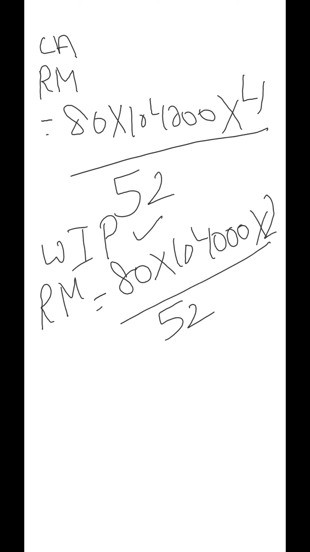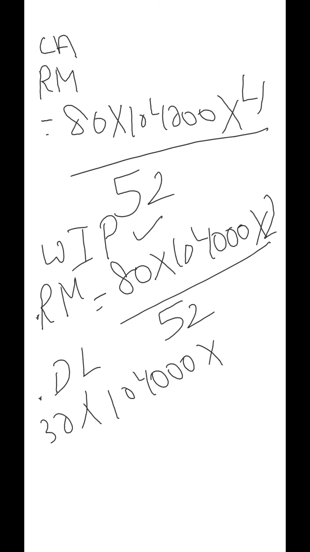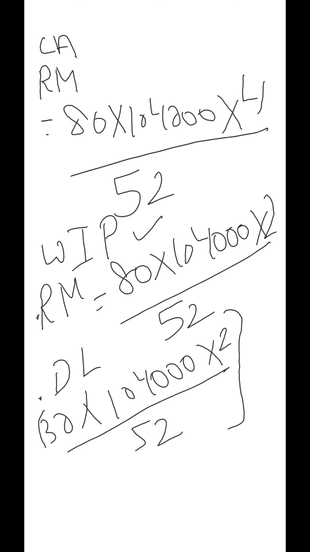Work in progress का heading एक हो गया, raw material. अभी second heading क्या है हमारा? Direct labor. अभी direct labor में cost कितना दिया है आपको? 30. Okay, so how many units are there? 1,04,000. Then how many weeks are there? 2 by 52. So how much percentage we have to take? We have to take 50%. Okay, nothing is given, we assume it at 50%.